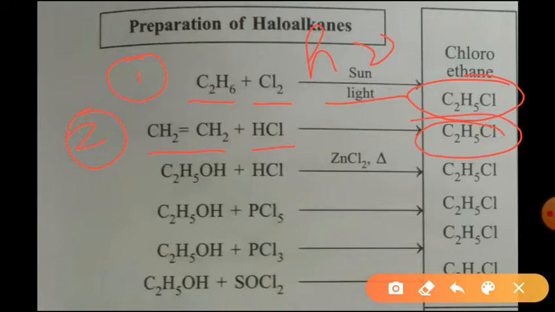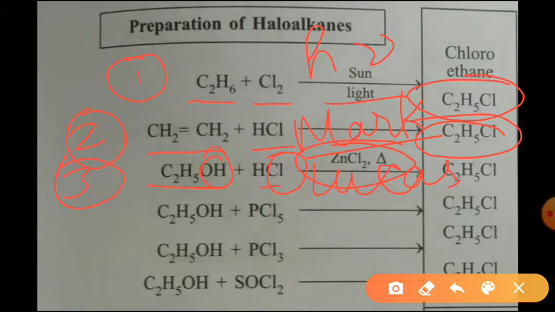So monochloro, how will you get? When you add HCl. Now whenever HCl or HX is added, it will follow Markovnikov's rule. So here the alkene is symmetrical, so to one place H and to one place Cl. Ethanol, HCl, when you react in presence of ZnCl2 and heat, this is the third method, and this reagent is called Lucas reagent and the OH is replaced by Cl atom.